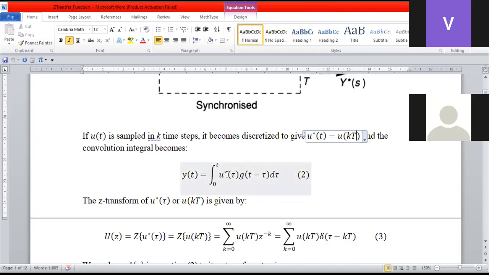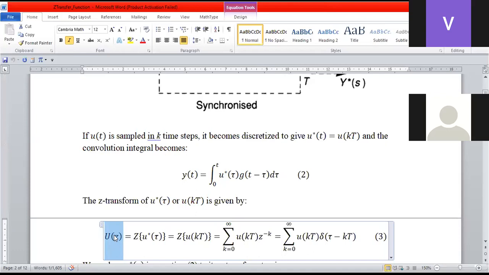Then this is the convolution integral. In place of this u of t, we are going to convert this u of t in the z domain. You already know from the last lecture the definition of the z transform. If you want to transform u of t, it is given by this summation, and the inverse z transform of z to the power of minus k is this impulse function.